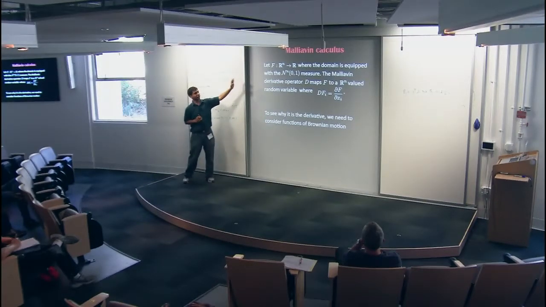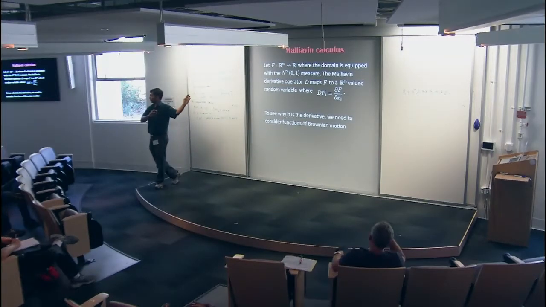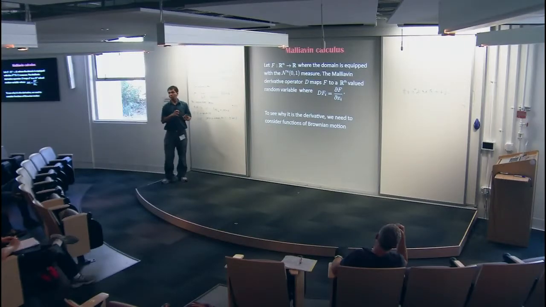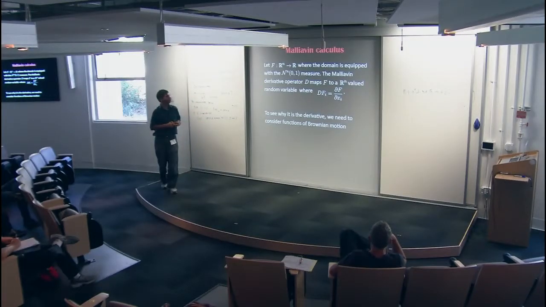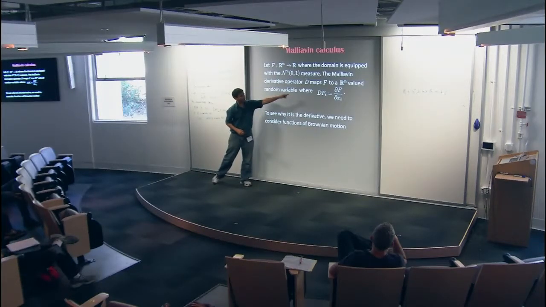So here is the definition of the Malliavin derivative. Let f be a real valued function on R^n, and the domain is equipped with the standard normal measure. Assume f is a nice function, so you require certain smoothness conditions, something like the derivatives have polynomially bounded growth. For us everything has polynomially bounded growth. Then the Malliavin derivative operator D maps f to an R^n valued random variable whose ith component is just the partial of f with respect to x_i.